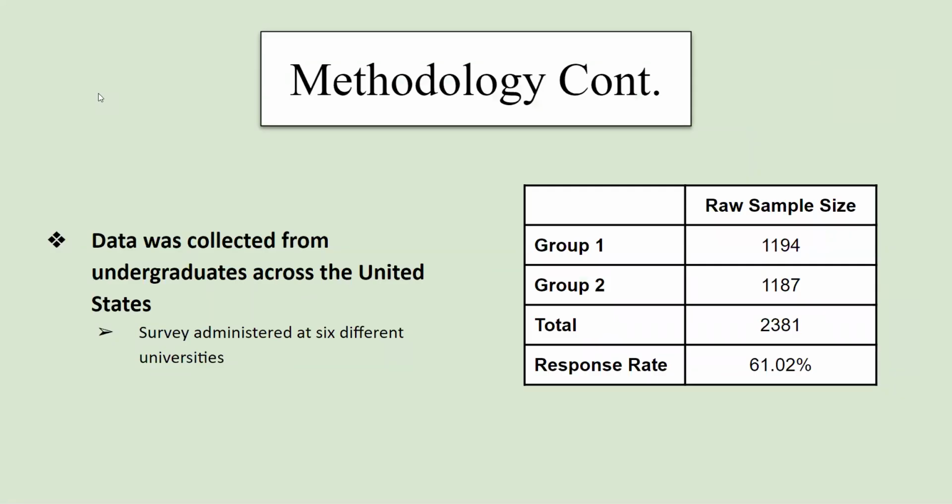So data was collected from undergraduates across the United States and the survey was administered at 6 different universities. So on the right, we can see the raw sample sizes for Group 1 and Group 2. Group 1 having 1,194 responses, Group 2 having 1,187 responses, giving us a total of 2,381 responses, with a response rate of 61.02%.